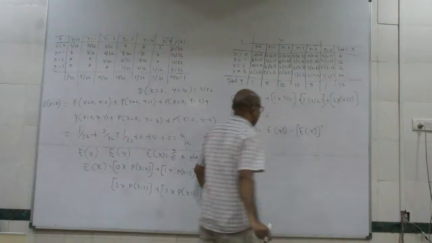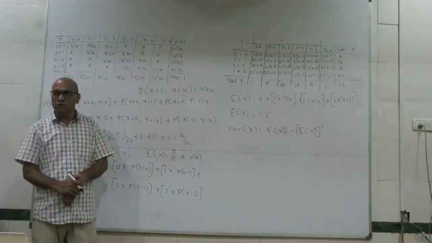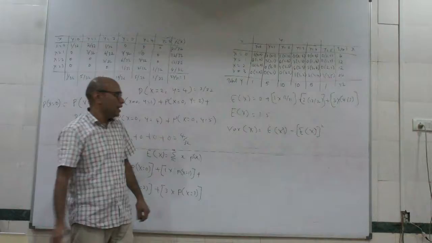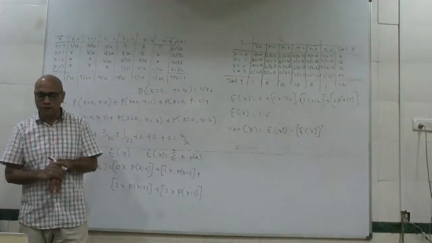I know what the expectation of x is: 1.5. So I take a square of 1.5. What I need to do is work through the expectation of x square. So what is the expectation of x square?